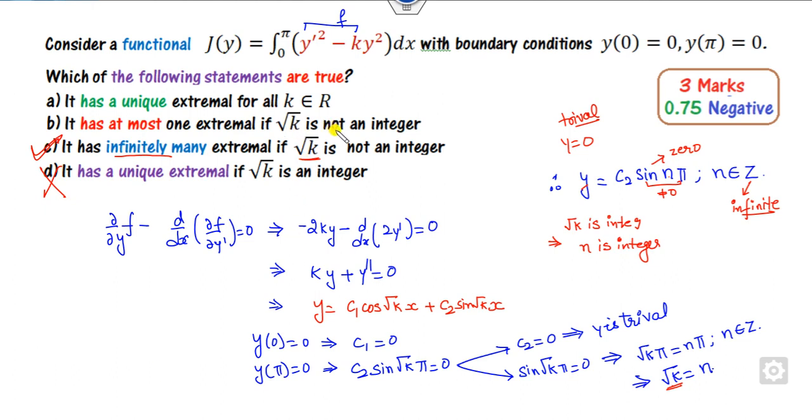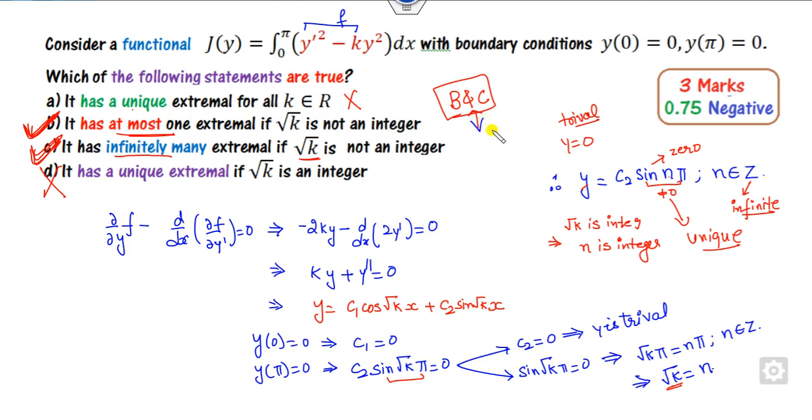Root k, if it is not an integer, then we will get a unique solution. So what is the meaning of that? At most one solution, that's the meaning of unique solution. So it means C as well as B are right. The option saying it is the unique solution for all real k is not true, because if it is an integer, we will get a trivial solution. So hence, what are the right answers? B and C are the correct options for this problem.